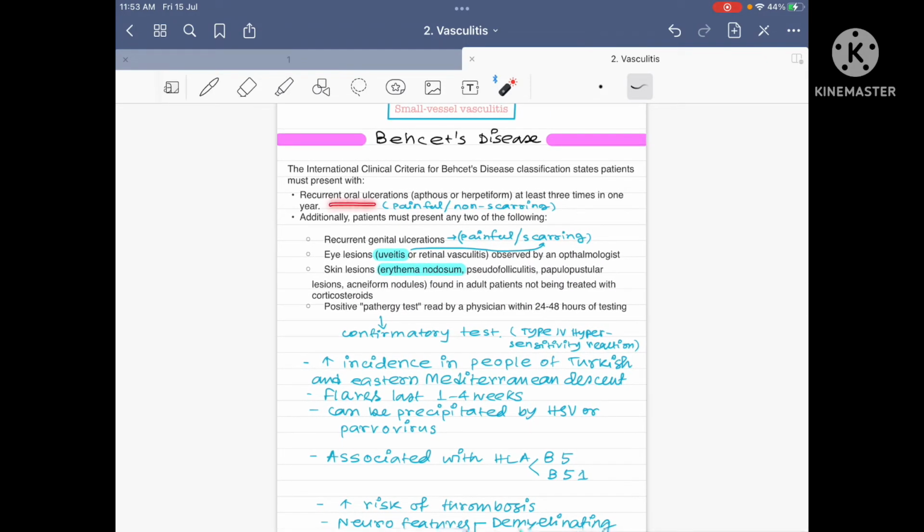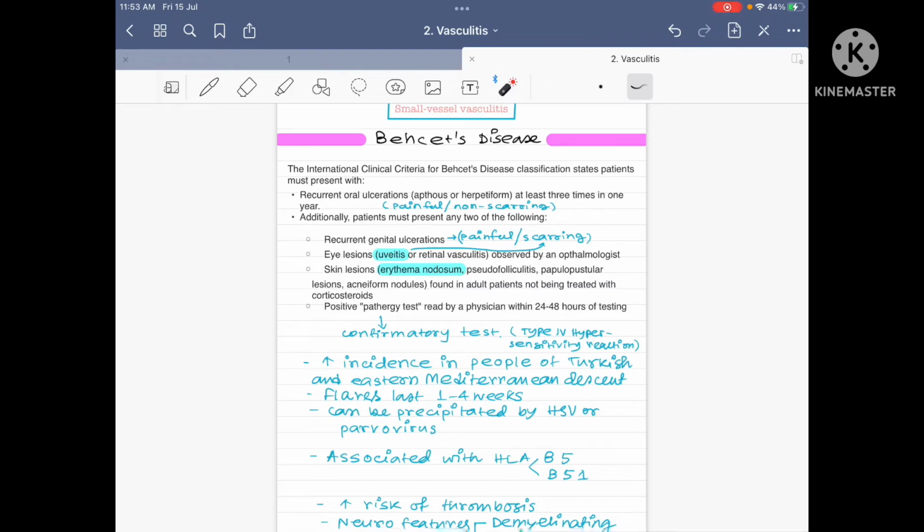The patient should be having recurrent oral ulceration, aphthous or herpetiform, at least 3 times in 1 year. That means greater than or equal to 3 times in 12 months. And the ulcer as usual will be painful but not scarring. Along with this, the patient must have 2 of the following 4 criteria. One is recurrent genital ulcer, which will be painful or scarring. Eye lesion, uveitis. And skin lesion, erythema nodosum, and positive pathergy test. So the patient will have oral ulceration along with 2 of the 4 features. So that will be called Behcet disease.